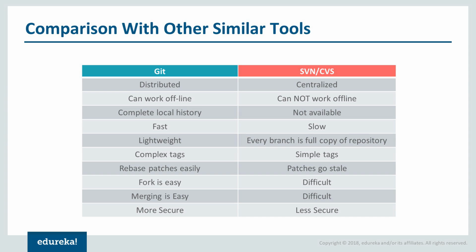Same is merging. Merging is when we have two branches and we merge them together, which is pretty easy and one of the USPs of Git. Git is more secure and SVN is less secure. Security in terms of, as we said, if you remember the few times we talked about SHA-1, that it has been used in the past.